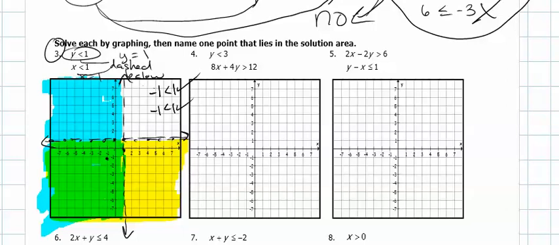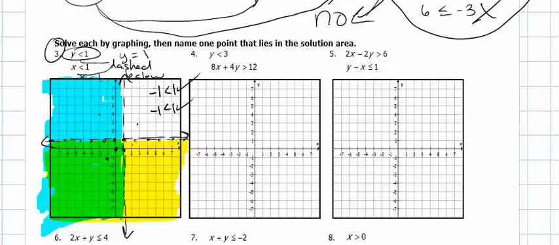I could also use 0, 0, because that's actually in my region. 0, 0: 0 is less than 1, and 0 is less than 1, so that would work too. Now, if I picked a point here, or here, or here, none of those would work because they're not in my region. And also, the boundary intersection point, 1, 1 would not work. 1 is not less than 1, and 1 is not less than 1 for x either. And so those points wouldn't work because they are not included in my solution region.